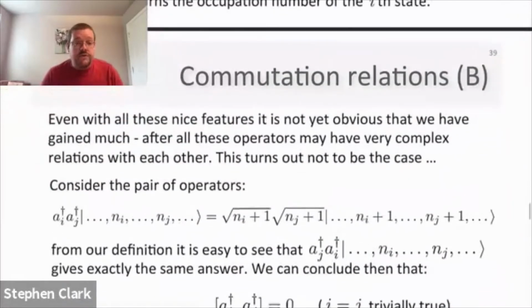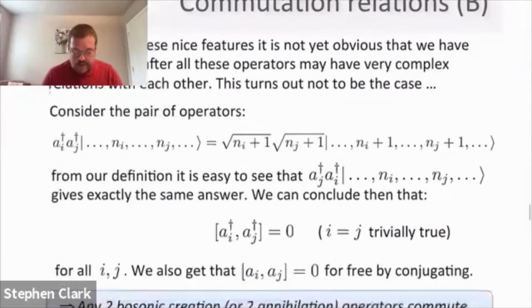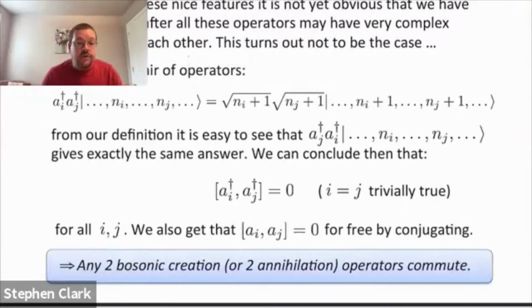Okay, so we've introduced these nice operators, but since they're operators, we would really like to know how they commute, or what algebraic relations they have to each other. And it turns out that they have very nice relationships to each other. In particular, for bosons, it's extremely nice. Basically, everything commutes, except with itself. So if you've got two different operators that act on different modes, it doesn't matter what order you apply them in, you get the same answer.